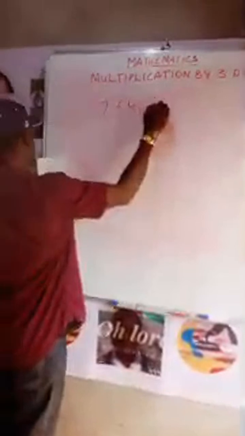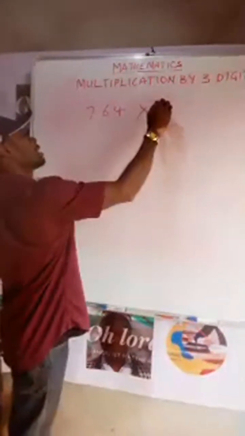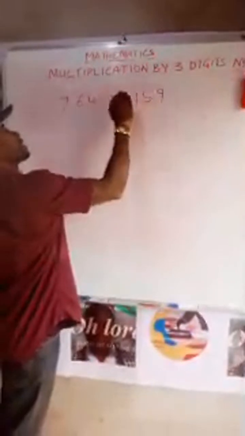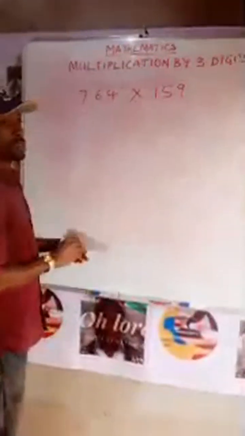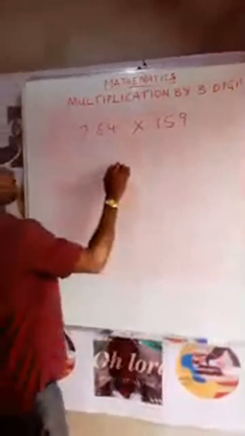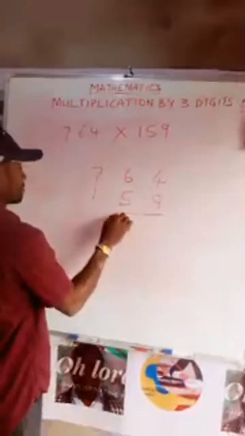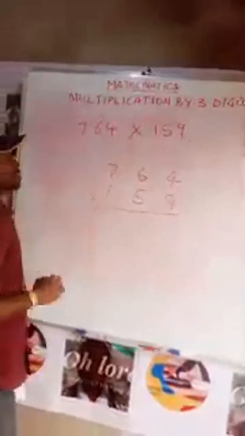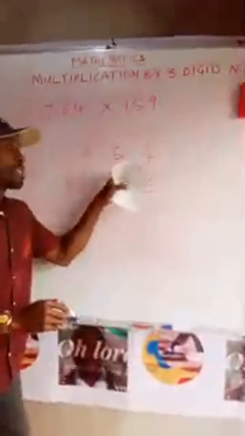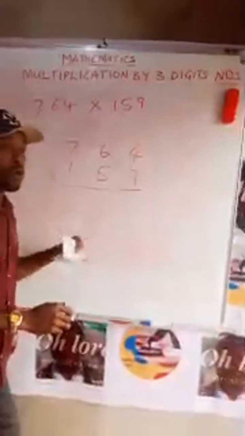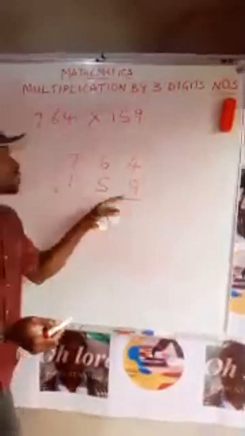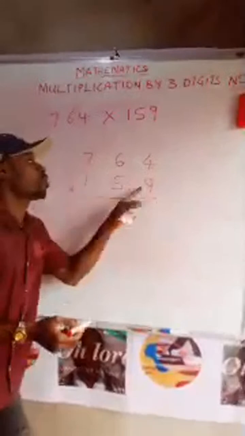We have 764 multiplied by 159. Are you there? 7, 6, 4, 1, 5, 9. You multiply these numbers. 4 times 9, sorry, 9 times 4 is the same thing anyway. But you have to start with 9 so that you use 9 to multiply them each.